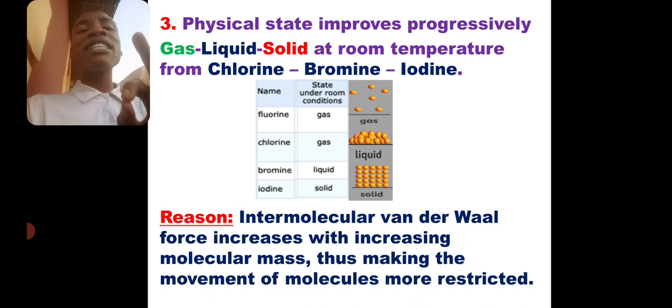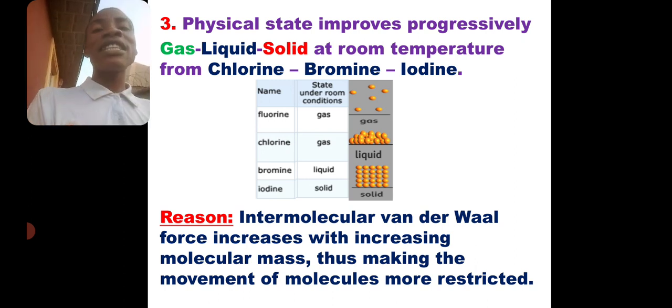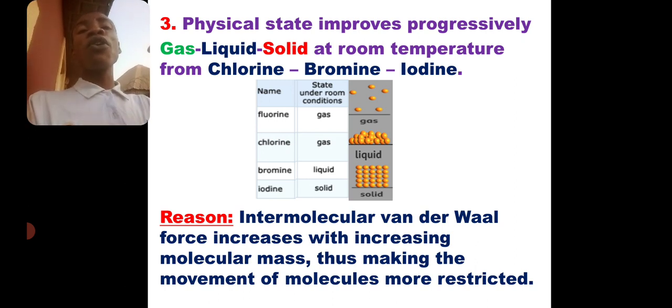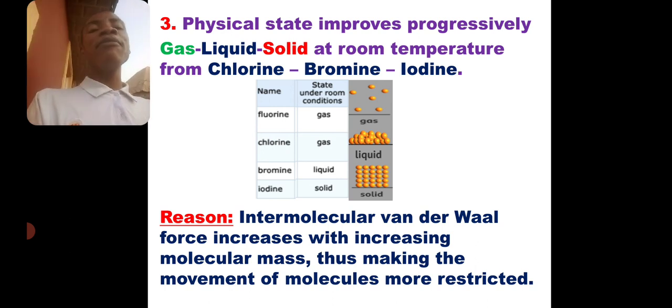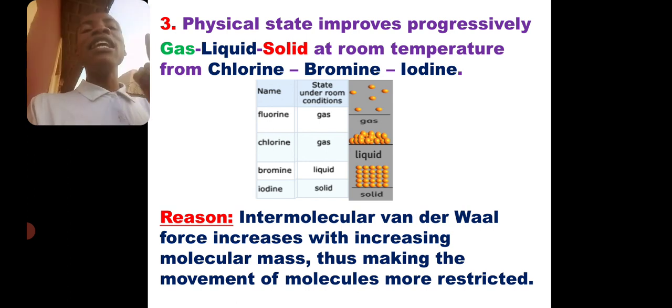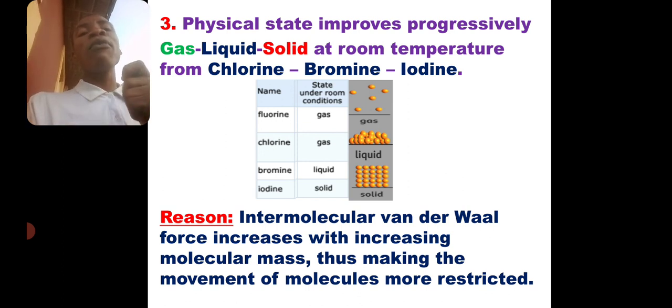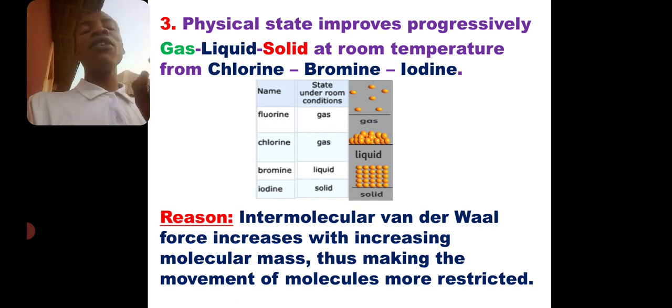So you can guess what the physical state of astatine will be. Even though it's radioactive, you know that it must be solid because it's going to contain stronger van der Waals force than those elements listed above. So the higher the molecular mass, the stronger the intermolecular force, and the more the physical state progresses towards solid.